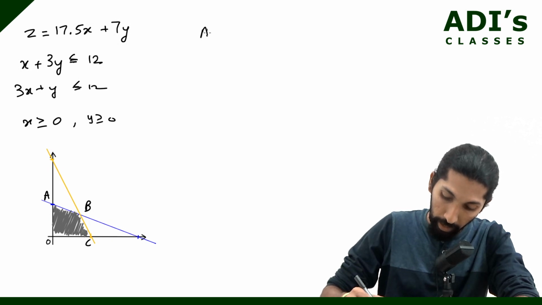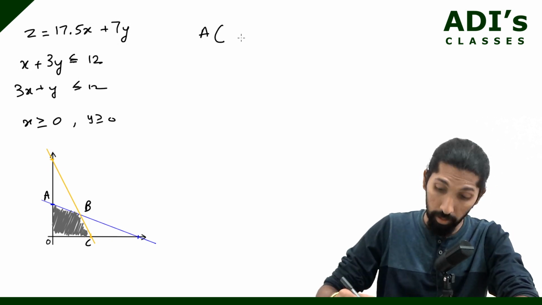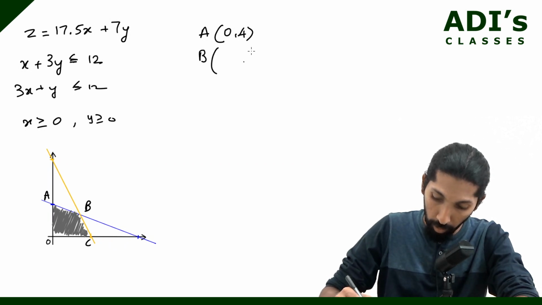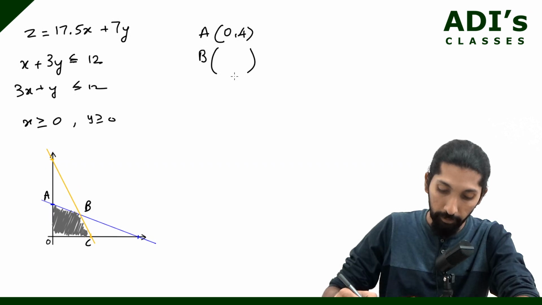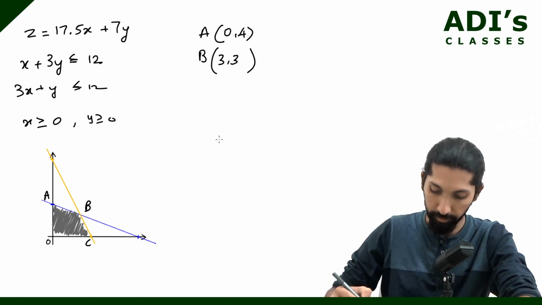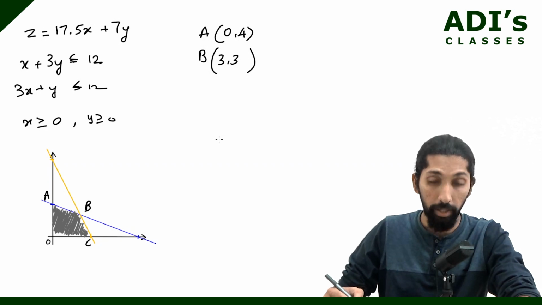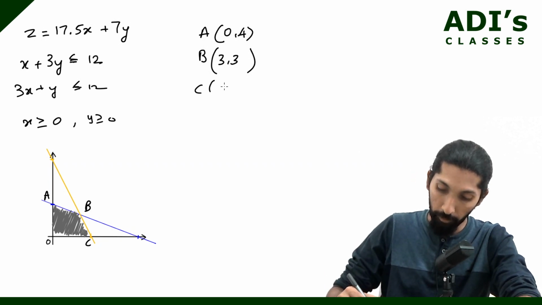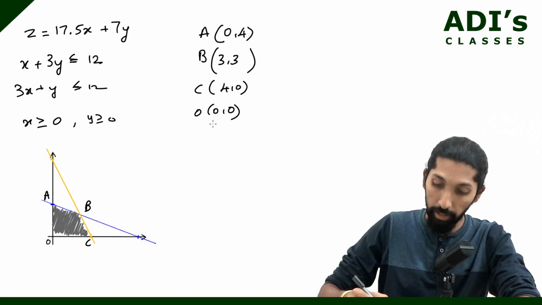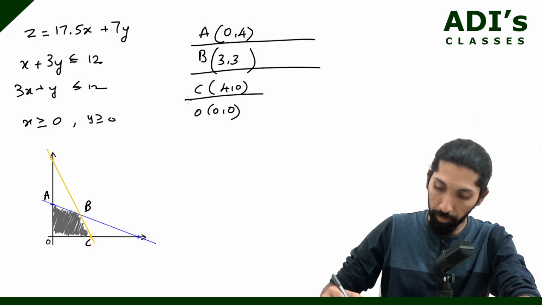Now, point A, first point, is nothing but 0, 4. Point B, we don't know, we can calculate. And if you do calculate, guys, it's quite simple. You'll get 3, 3. Very simple. All right, then next point C is 4, 0, and point O is 0, 0. Right? So now what do we do? So we put these values.